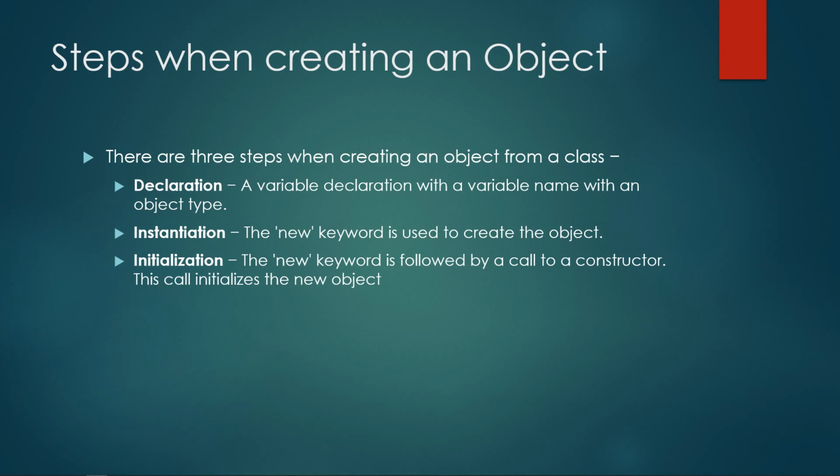Instantiation means the new keyword is used to create an object. Initialization means that the new keyword is followed by a call to the constructor. This call initializes the new object. So declaration, basically it's simply a variable declaration like you would normally declare a string name. That is what declaration is.